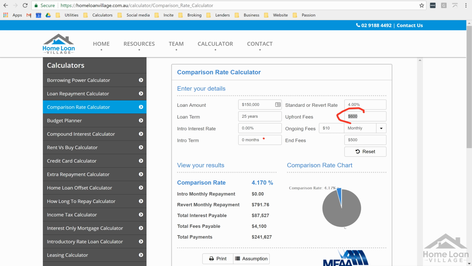Upfront fees, so try to include all upfront fees there. Essentially what you would generally think of as the application fee. Ongoing fees, so some would charge maybe a monthly account keeping fee, some would have an annual package fee, and your end fees down here. So this is generally the fee that it costs you to close out the loan, which is generally going to be somewhere between $300 to $500.